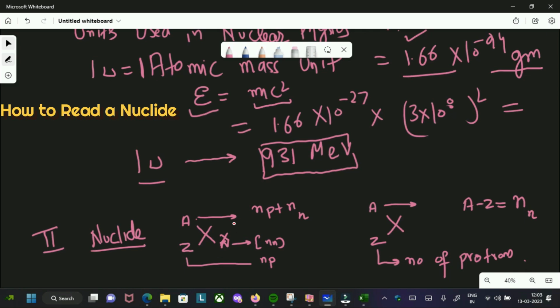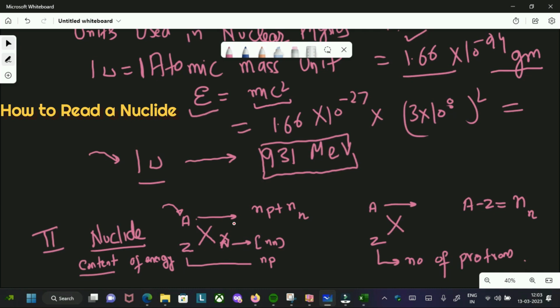A nuclide, generally when you write a nuclide, tells you the number of protons inside it and the number of neutrons inside it. And the third thing, which is associated with the concept we have studied, a nuclide is also associated with how much energy content it carries. I'm not going to go into detail of this, but we will certainly develop this later. Now you also understand how to read a nuclide.